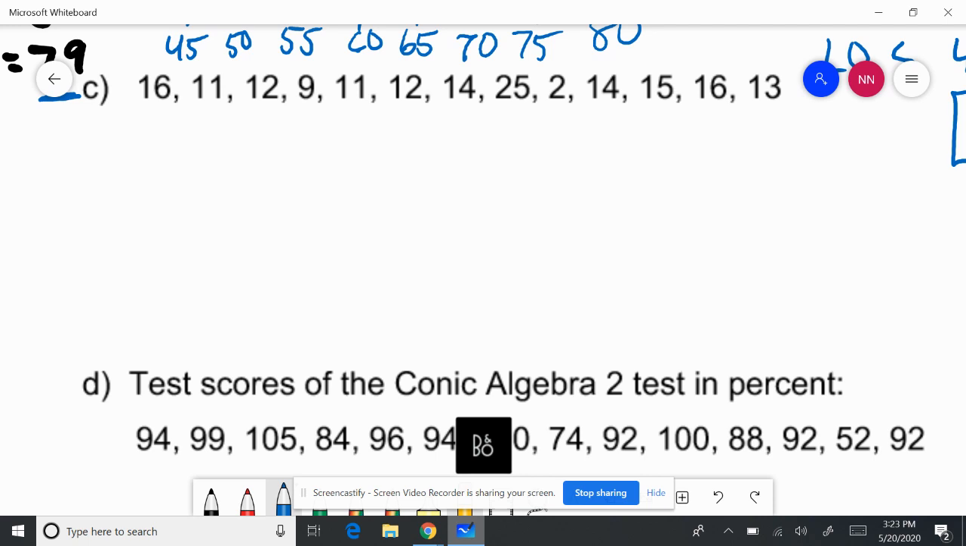We're going to continue graphing box plots and finding outliers. Remember, our first step is to put the numbers in order. So we're going to start with 2.